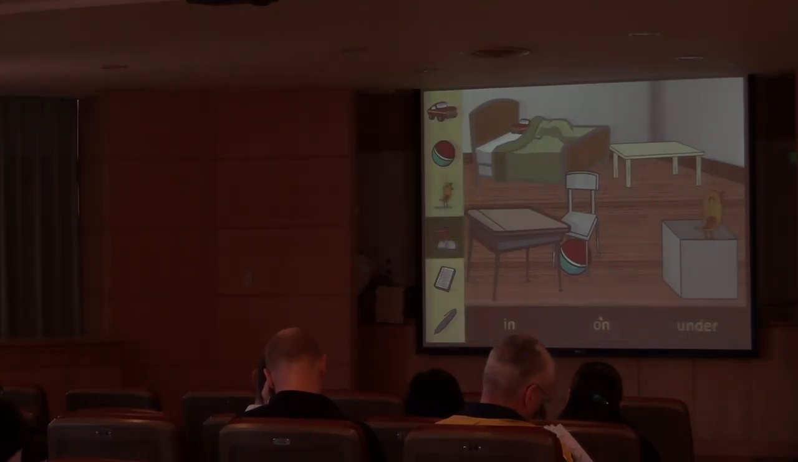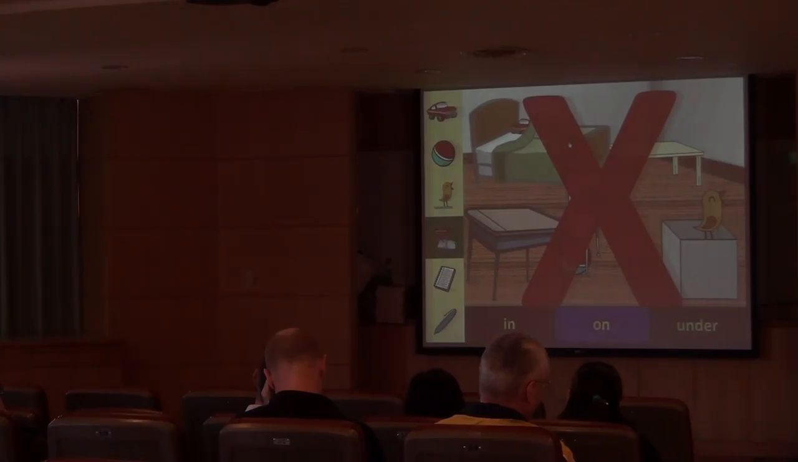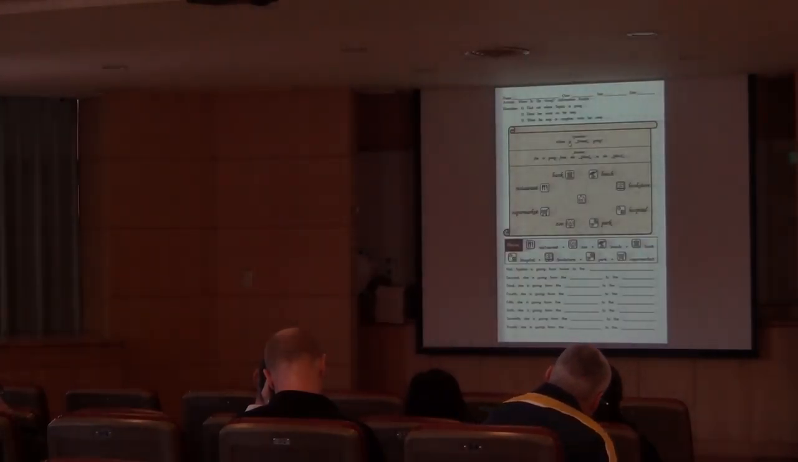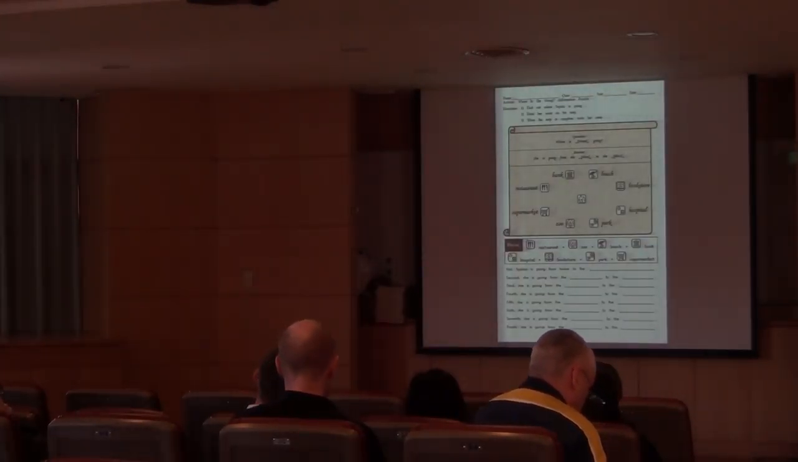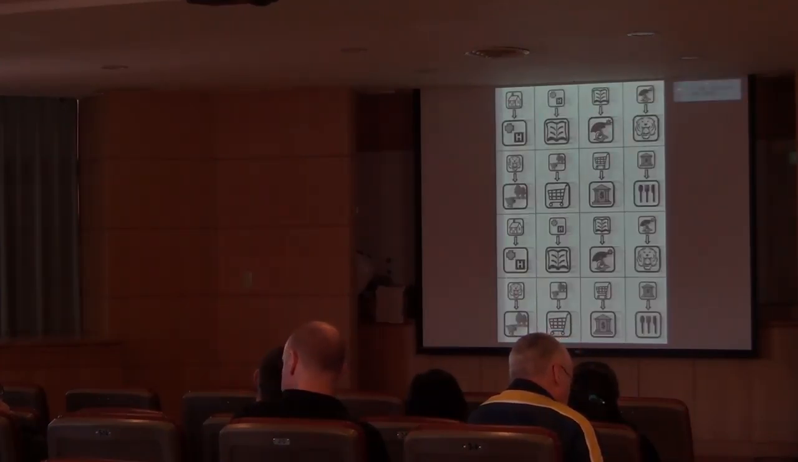Where's the car? The car is in the bed. Yes, the car is in the bed, so the car comes out. The ball is under the chair. Yeah, the ball is under the chair. The bird is in the box. If you click the wrong one, then an X will pop up.